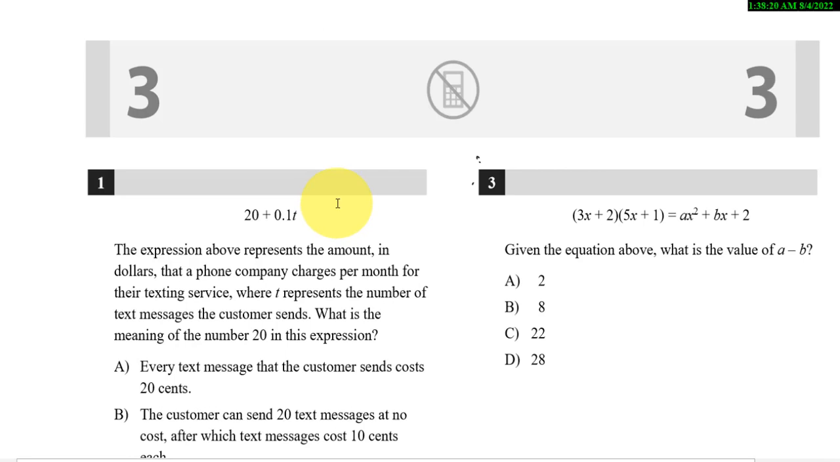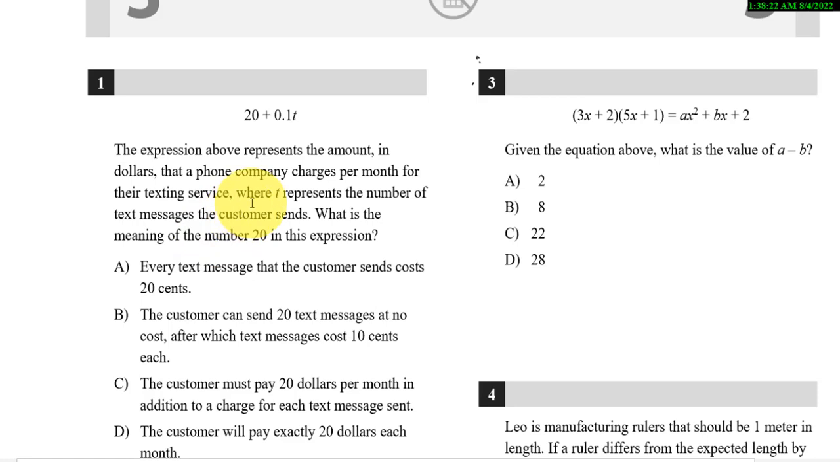Question 1. It says the expression above represents the amount in dollars that a phone company charges per month for the texting service, where T represents the number of text messages the customer sends. What is the meaning of the number 20 in this expression?